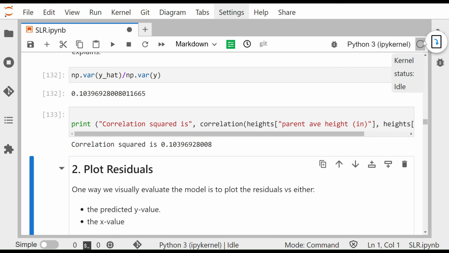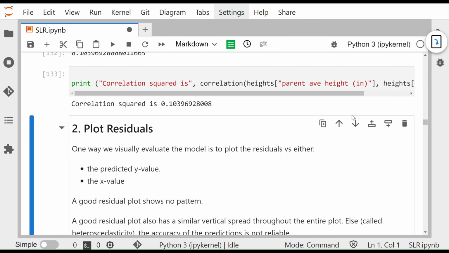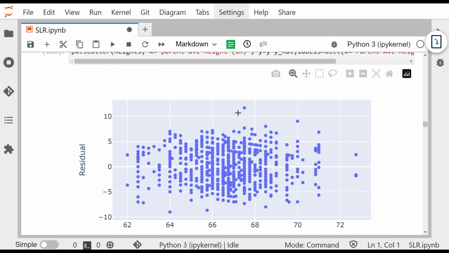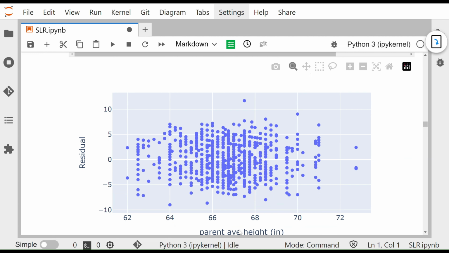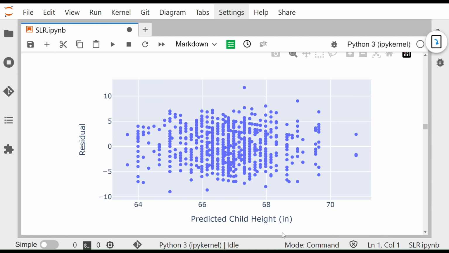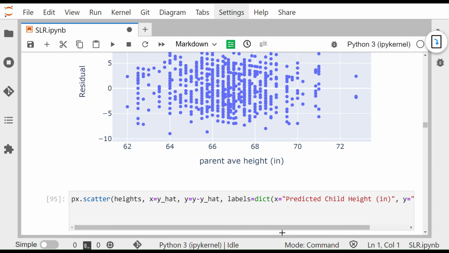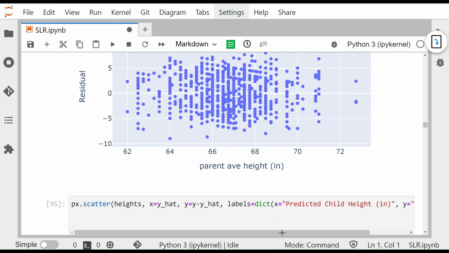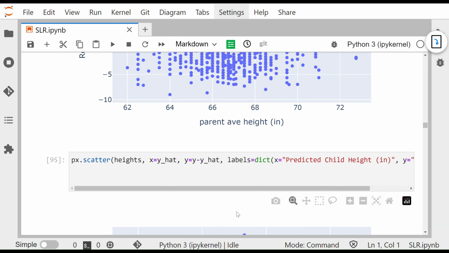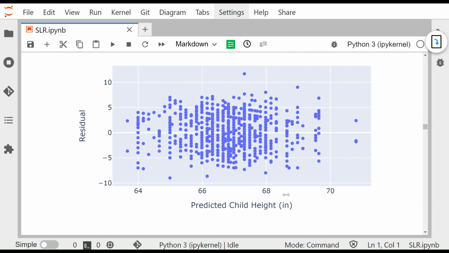All right, the next thing that you're going to use to help you visualize how well the model's doing is to plot the residuals. Those are the errors versus either your input predictor, in this case the average parent height, or the predicted output. So I am also going to plot this exact same thing with the predicted Y. I'm showing you both because you're going to notice the picture looks the same. It's just that my label has changed and some of my units have changed.